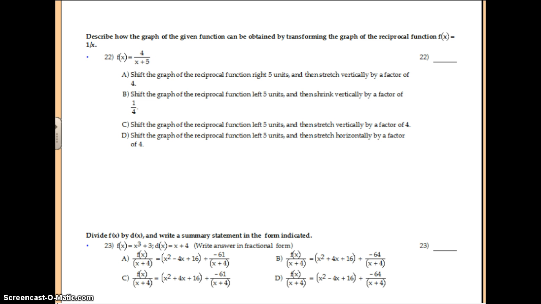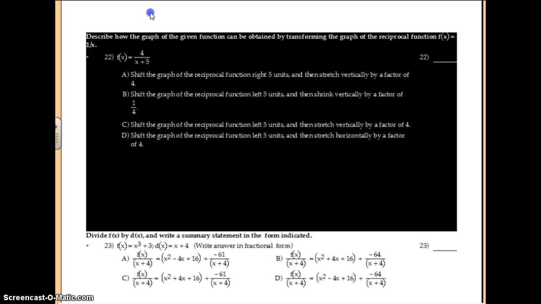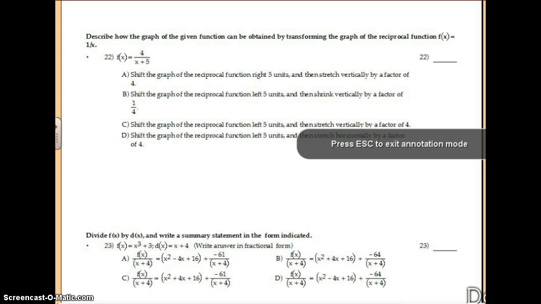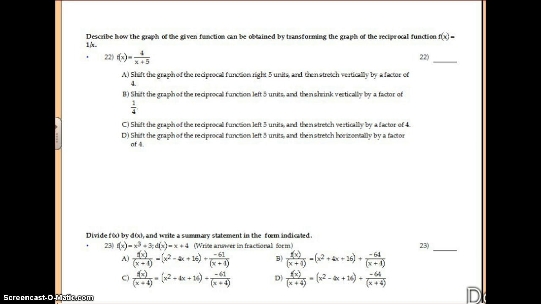Number 22, describe how the graph of the given function can be obtained by transforming the graph of the reciprocal function f of x equals 1 over x. And so we have our original function, which would be f of x equals 1 over x. And so we're kind of saying what happens when we change that function to f of x equals 4 over x plus 5.